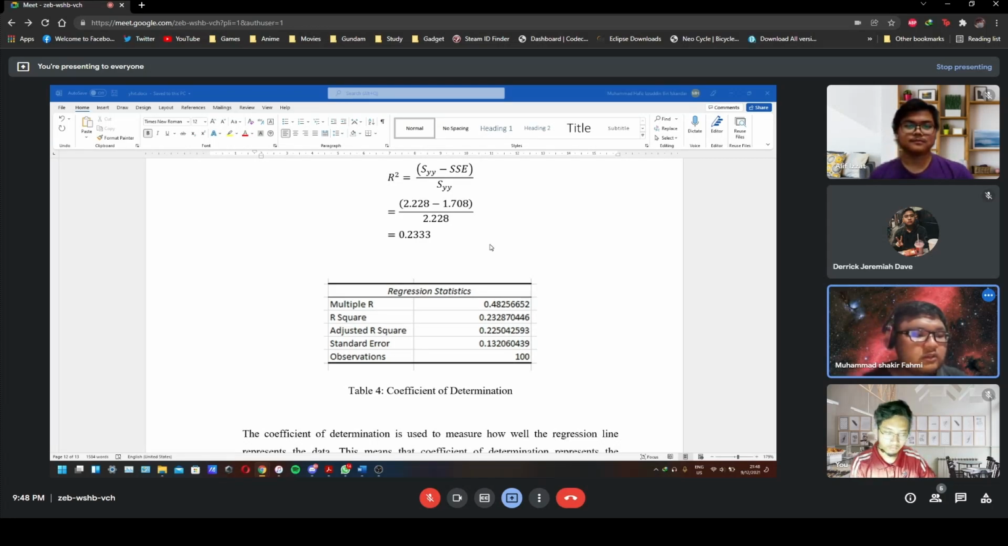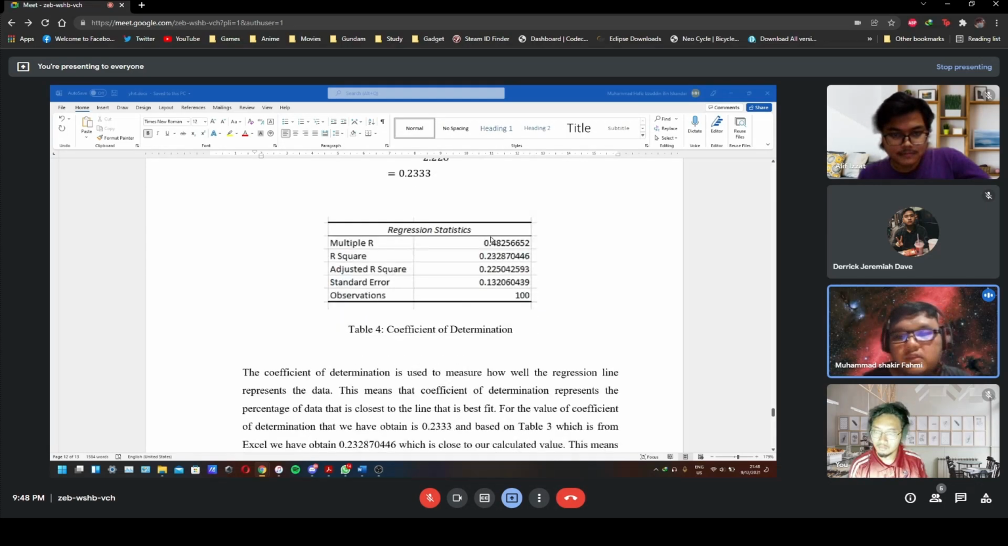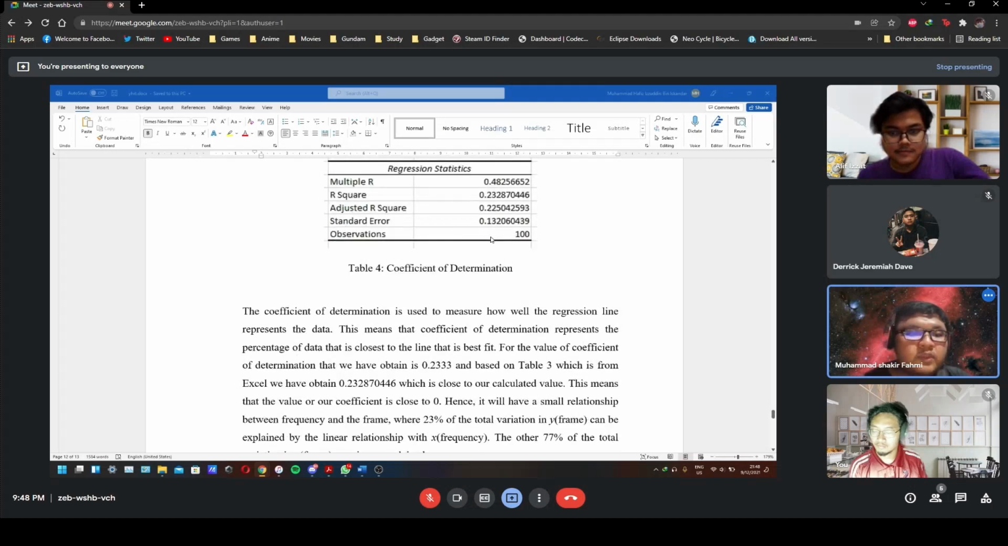So how to find the SSE value? SSE is equal to SYY minus beta 1 hat times SXY. So we substitute the values: 2.228 minus 1.708 divided by 2.228, and we got 0.2333. Below is the table inside Excel.